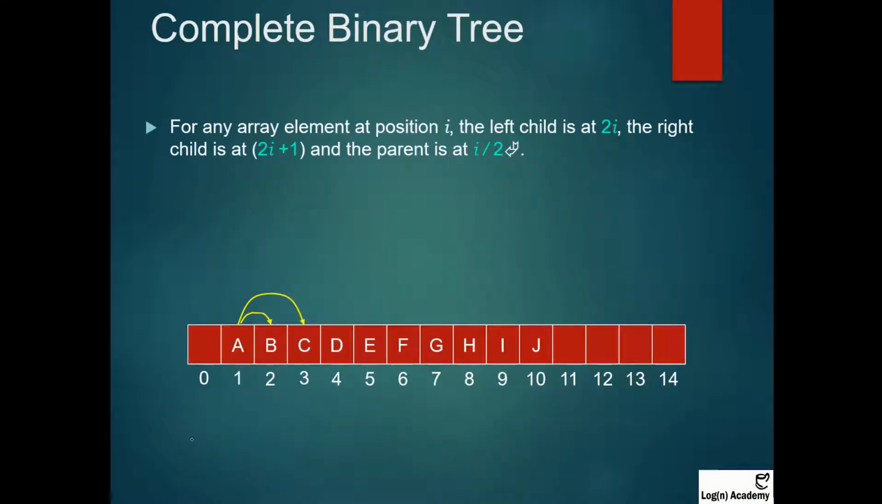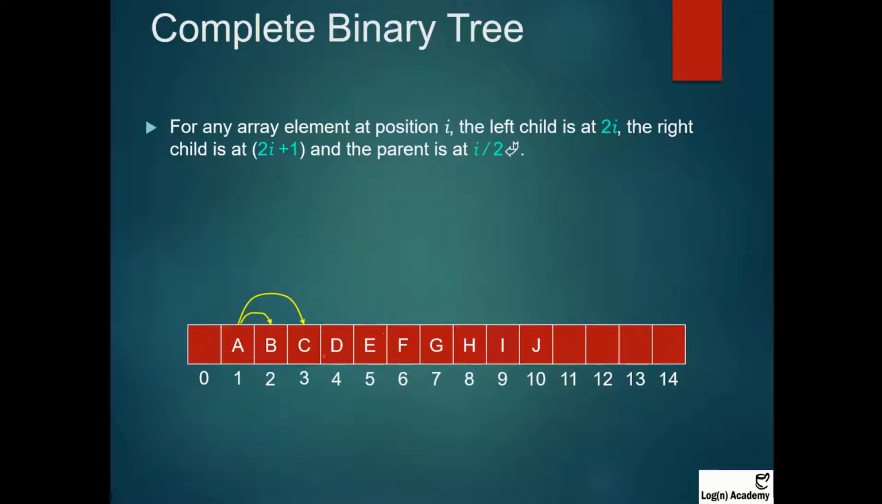For any array element at position i, the left child is at 2 times i. The right child is at 2 times i plus 1, and the parent is at i divided by 2. So let's check. If we have an array, how can we find which child belongs to which parent, and what the children of those parents are? To get that, we have this formula.